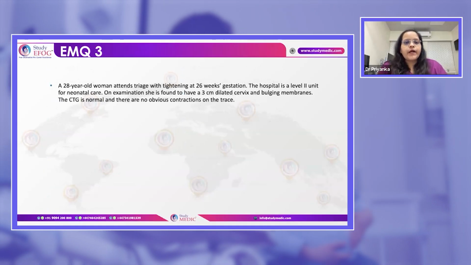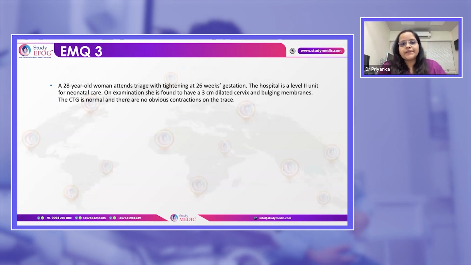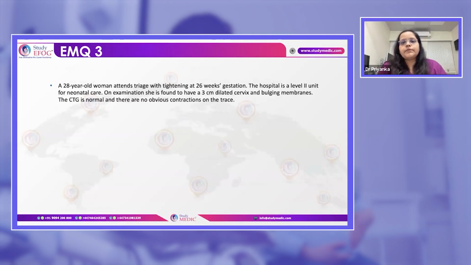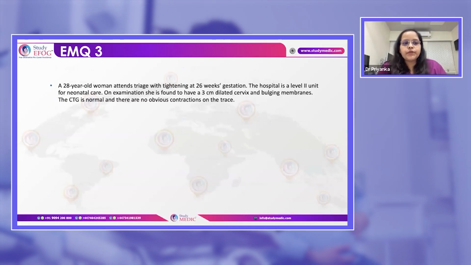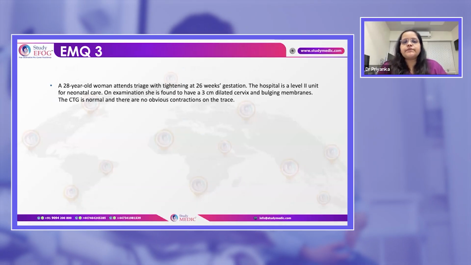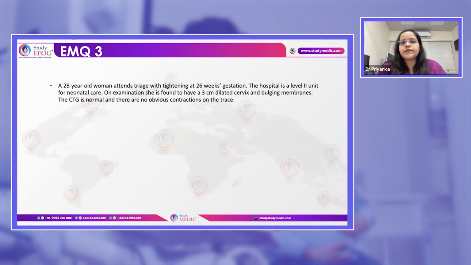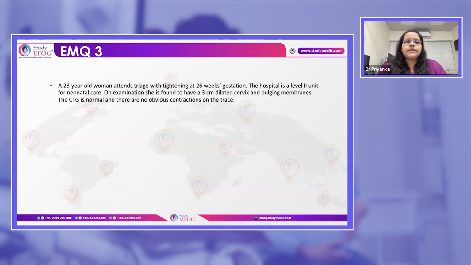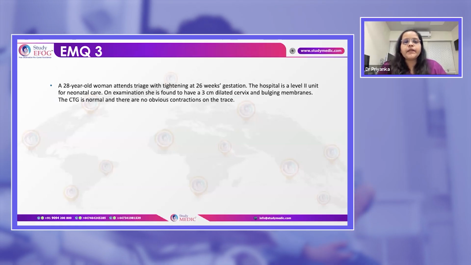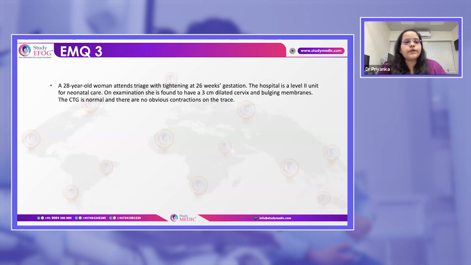She has come to triage with tightening at 26 weeks of gestation. So there is a case of a threatened preterm labor, but the hospital where she has come is a level 2 unit for neonatal care. And she is preterm. On examination, she is found to be already in labor. She is 3 centimeters dilated with bulging membranes. The CTG is normal and there are no obvious contractions on the tracing.